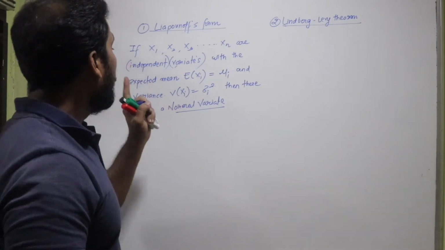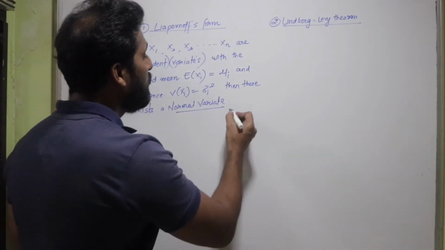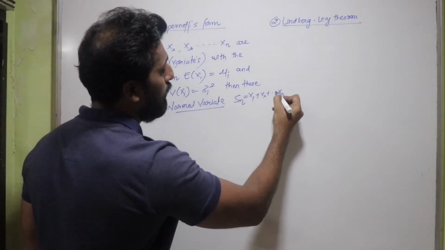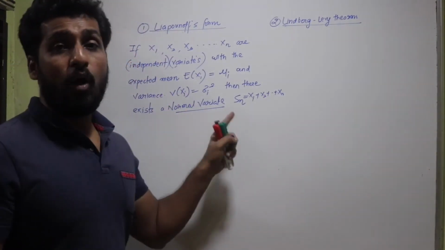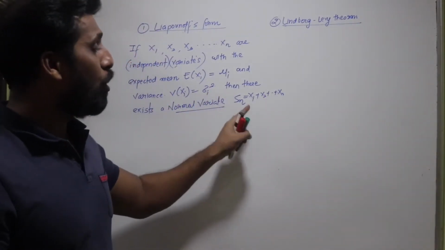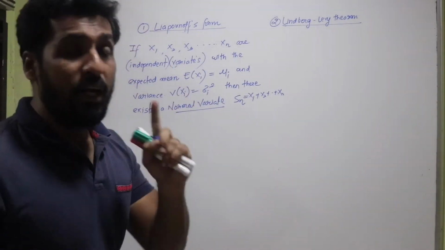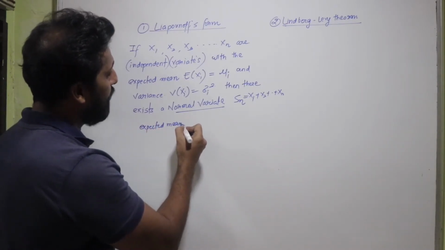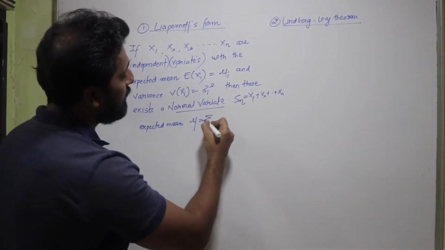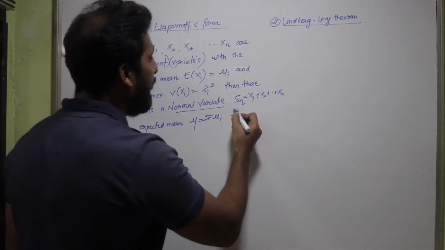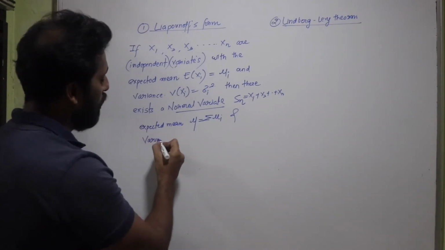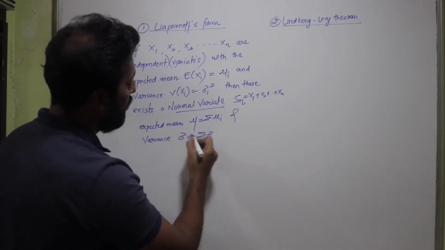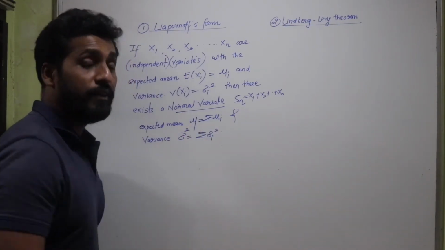As I said, there will exist a normal variate which is denoted by Sn, and it is given as x1 plus x2 plus dot dot dot plus xn. This normal variate will now have the expected mean given by mu, which is the summation of mu i, and it will have the variance given by sigma square, which is the summation of sigma i square.